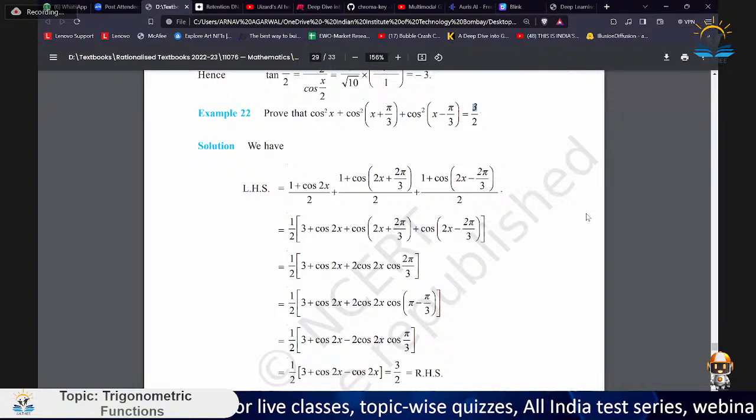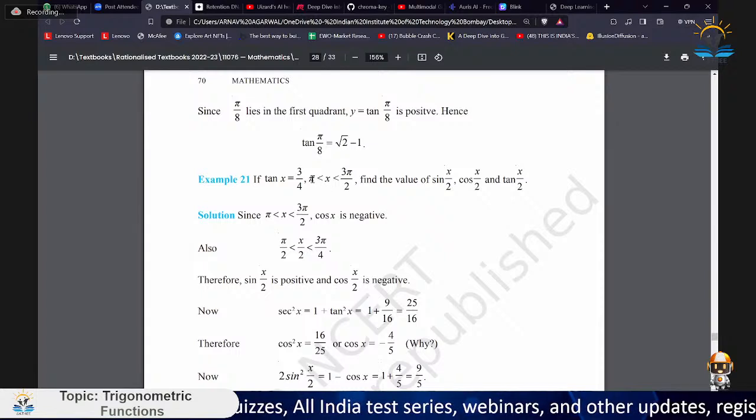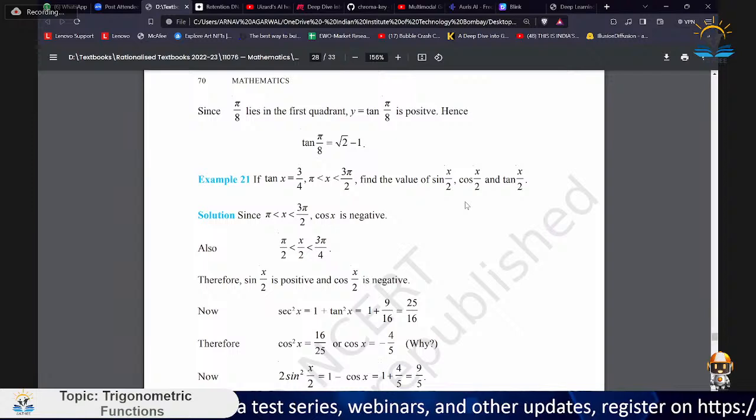Yeah. So when we had this question left out: if tan x is 3 by 4, and x is between pi and 3 pi by 2, this means x is in the third quadrant. We need to find the value of sin x by 2, cos x by 2, tan x by 2.